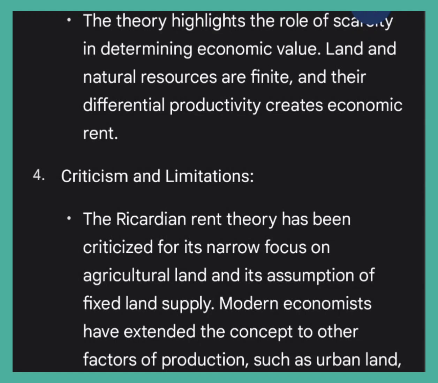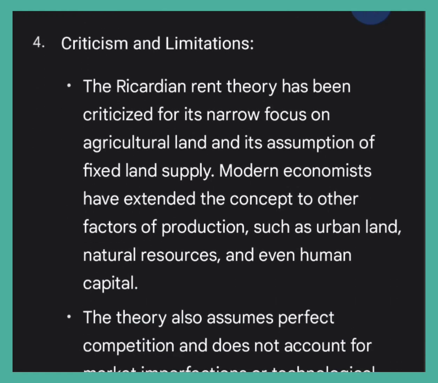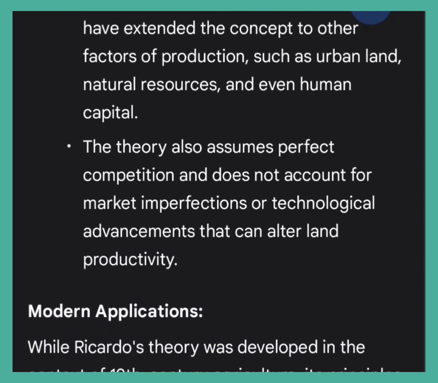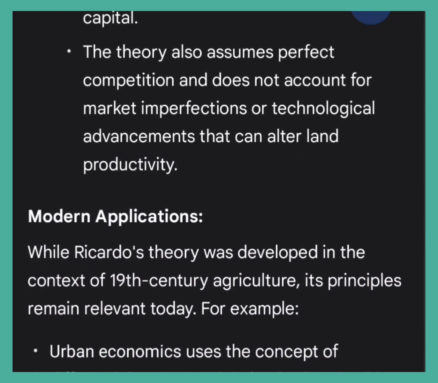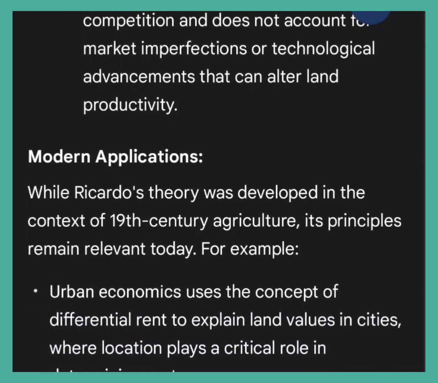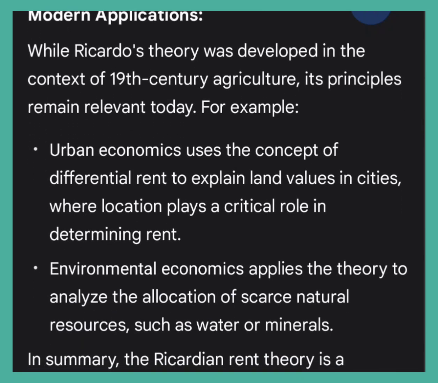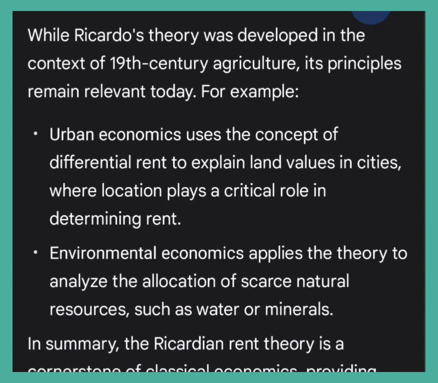4. Criticism and limitations. The Ricardian rent theory has been criticized for its narrow focus on agricultural land and its assumption of fixed land supply. Modern economists have extended the concept to other factors of production, such as urban land, natural resources, and even human capital. The theory also assumes perfect competition and does not account for market imperfections or technological advancements that can alter land productivity.